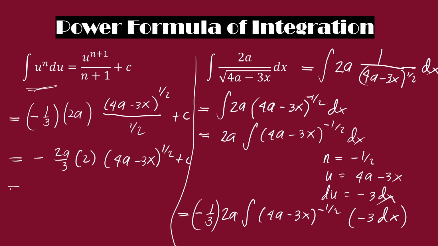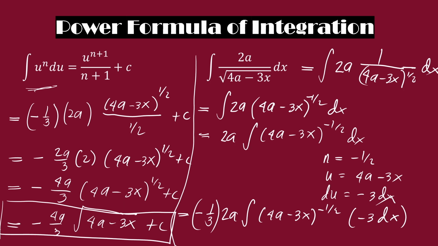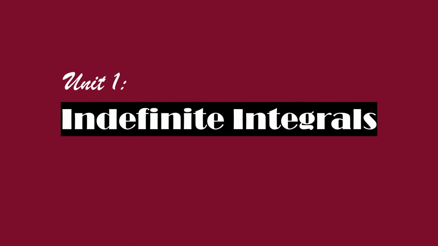So this is equal to negative 4a over 3 times the quantity 4a minus 3x raised to 1 half plus c. Or in radical form, this is equal to negative 4a over 3 times the square root of 4a minus 3x plus c. So this is our final answer. Okay, so that's it for today. Thank you for watching.